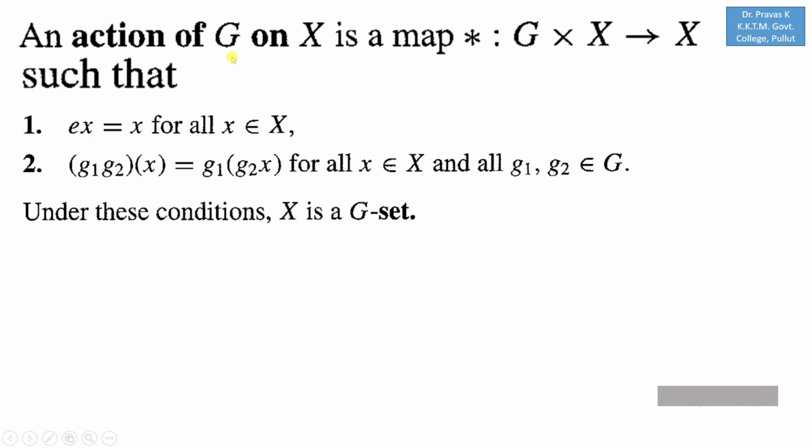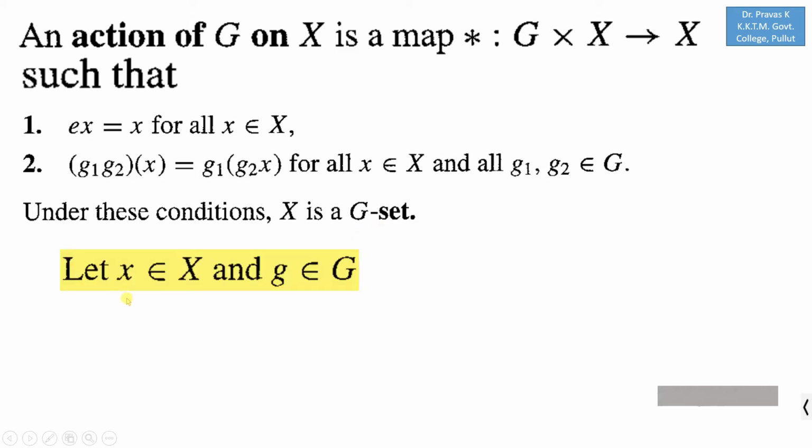Remember that an action of a group G on a set X is a map * from G cross X to X such that ex is equal to x for all x in X, and (g1 g2)(x) is equal to g1(g2 x) for all x in X and g1, g2 in G. Under these conditions, we say that X is a G set.